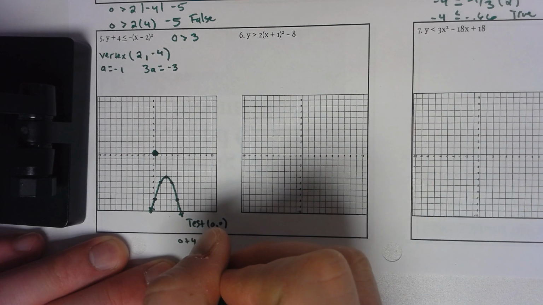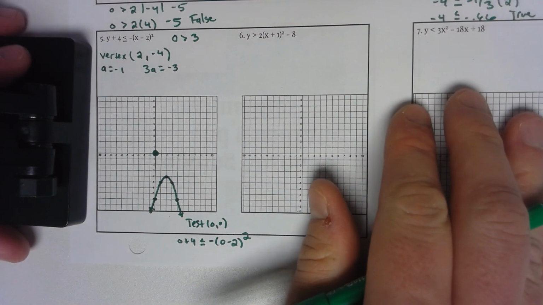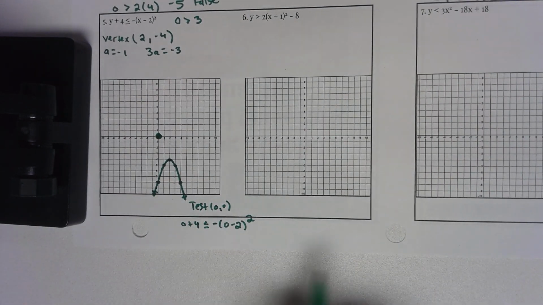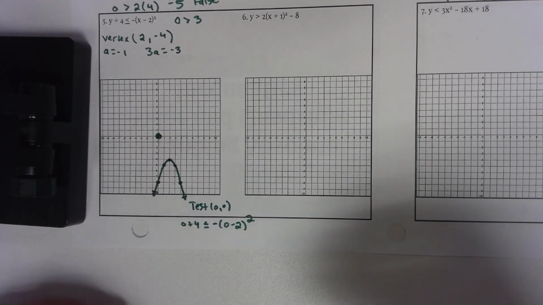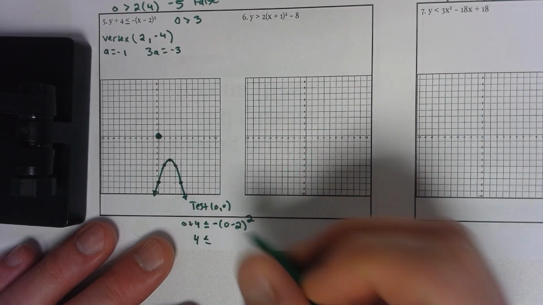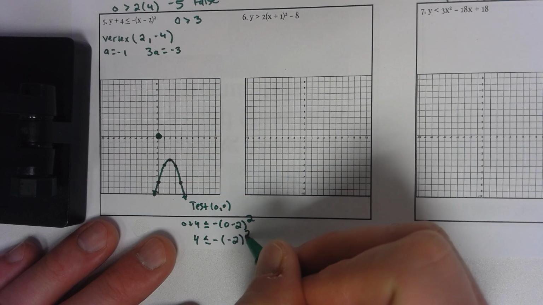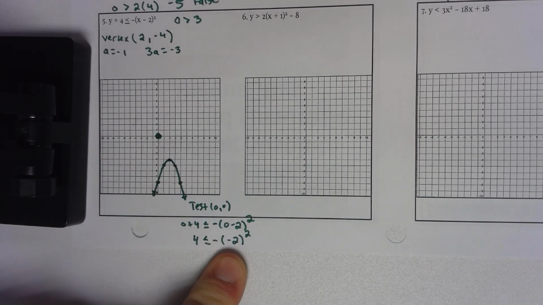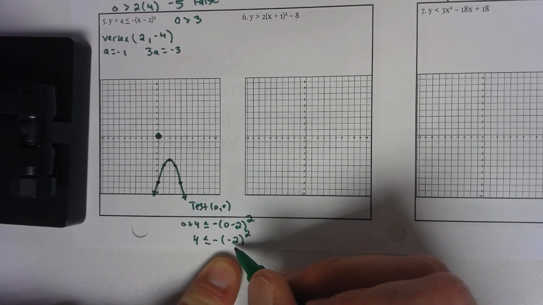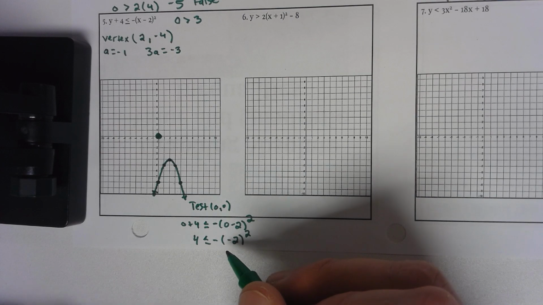So 0 plus 4, is that less than or equal to -(0 minus 2) squared? And when I'm doing the testing here, I'm going through order of operations, okay, and I'm not moving anything across the inequality symbol. On the left side, 0 plus 4 is just 4. On the right side, I need to do the parentheses first. 0 minus 2 is -2, and that still needs to be squared. Okay, so I'm going to square it and then multiply it by -1. So -2 squared is a +4, but then times the -1 makes it a -4.